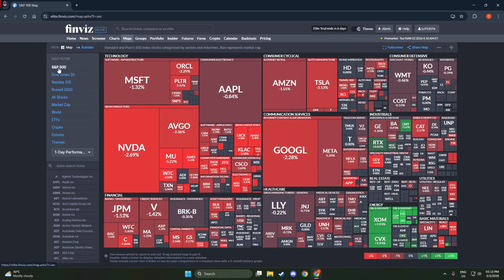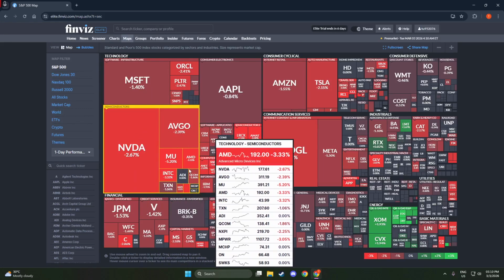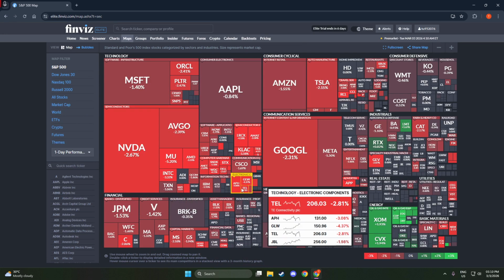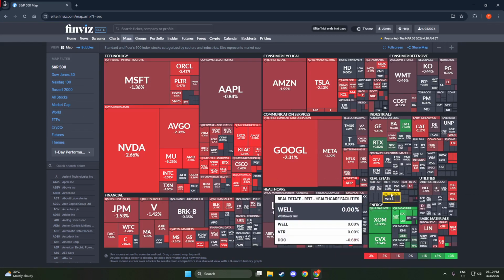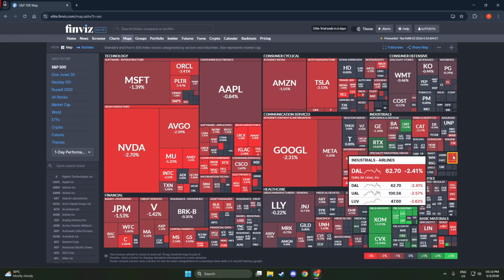Next, notice the size of each block. Larger rectangles represent larger market cap companies. That's why a few mega-cap names can dominate the map visually. This sizing helps you understand not just what moved, but which moves carry more weight for the overall market.